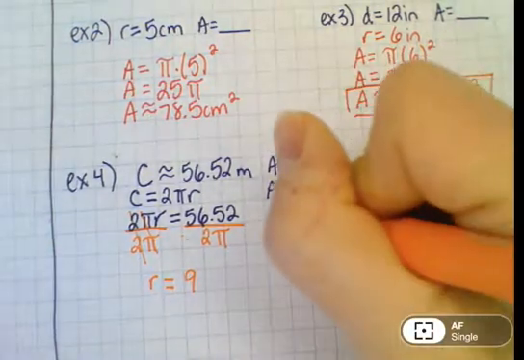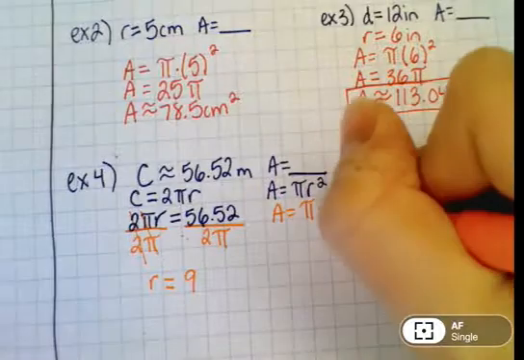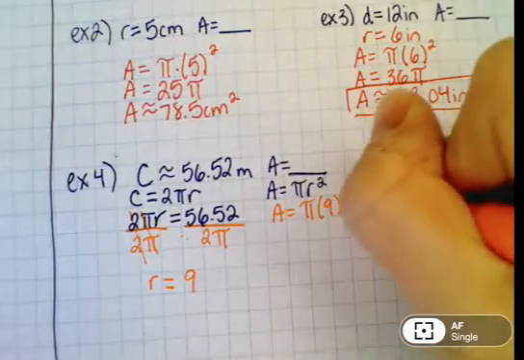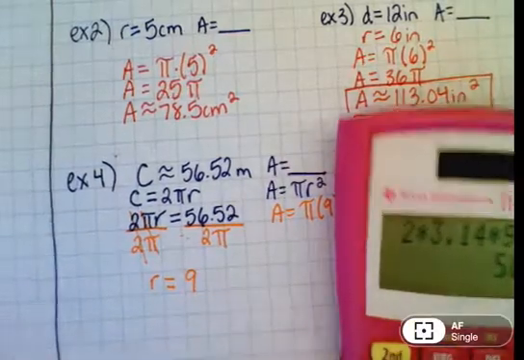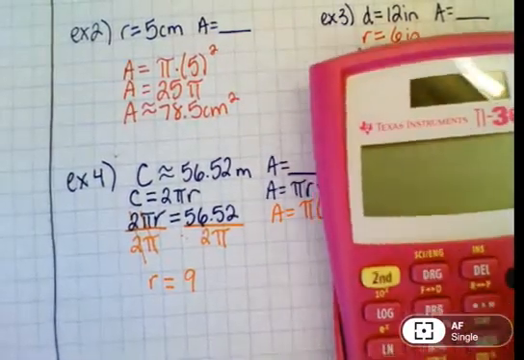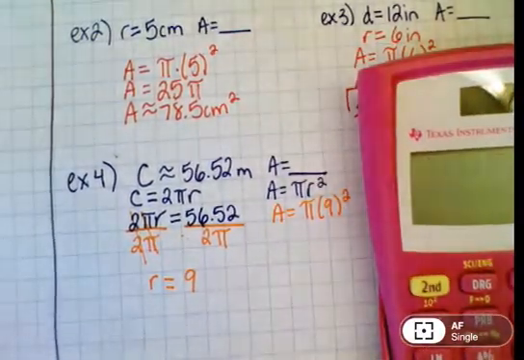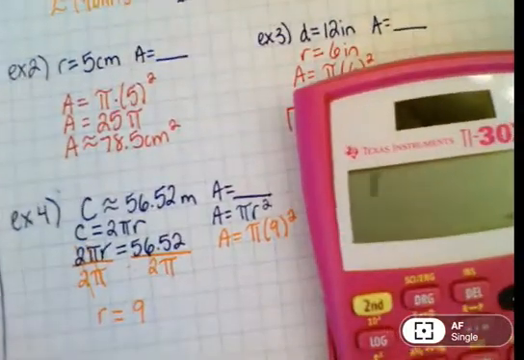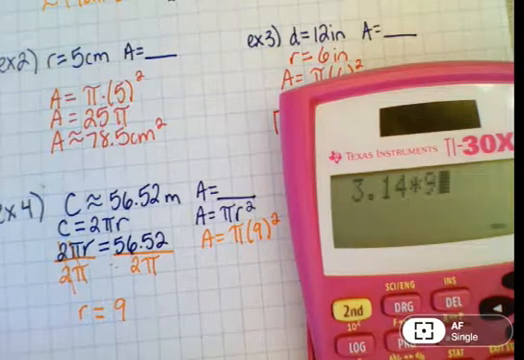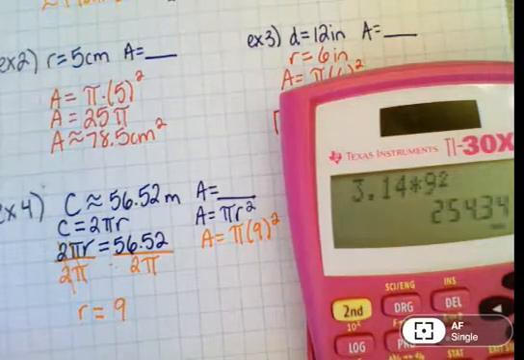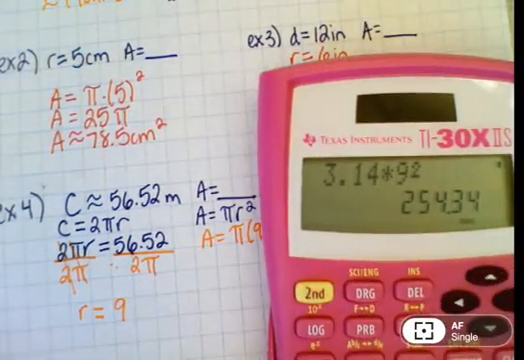So area equals pi times 9 to the second power. And you can simplify that or just plug it right in. I'll plug it in this time. So we've got, scooch over. Okay. We've got 3.14 times 9 squared, 254.34.